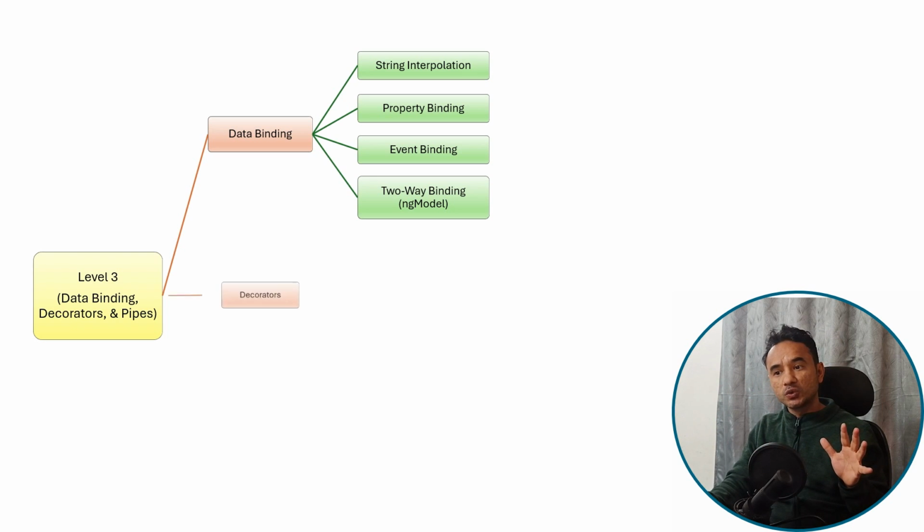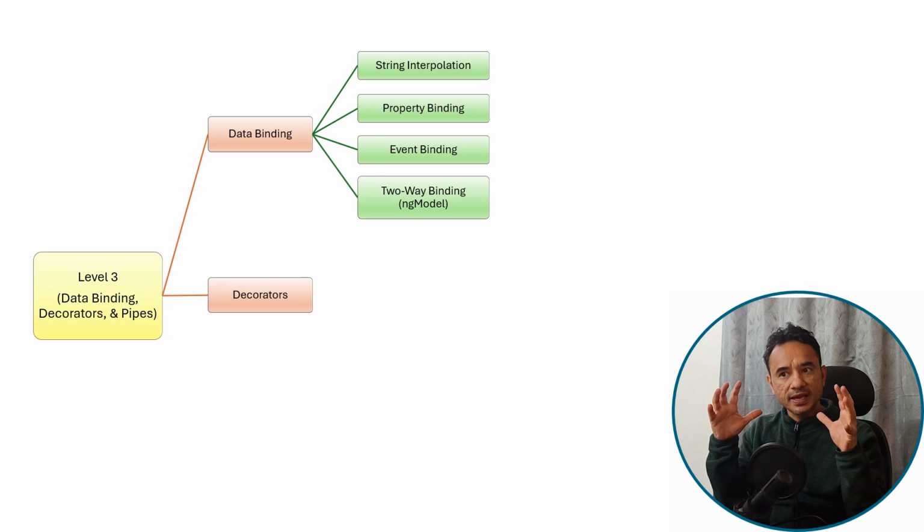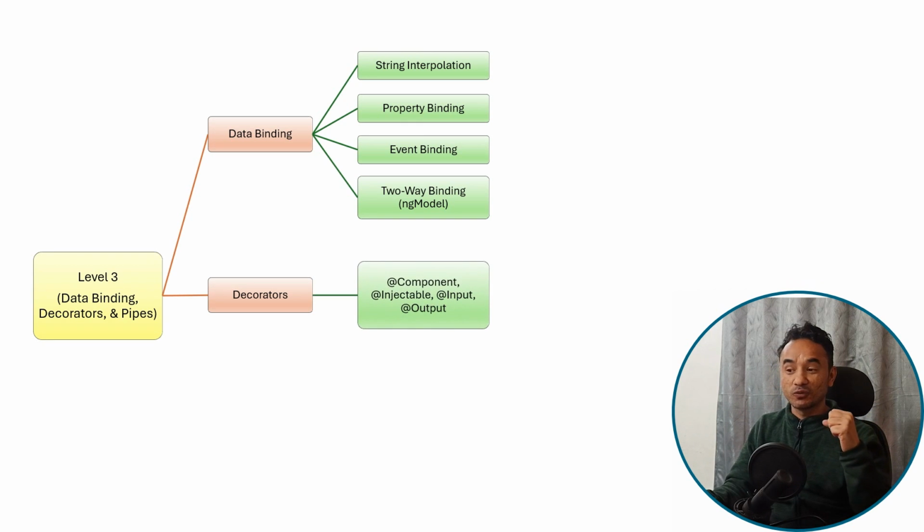Next, dive into the decorators. Think of decorators as the labels that help Angular know what file is actually what. Okay, again confusing, but yes, you have to understand this. So here explore the Component, Injectable, Input, Output, the main decorators, and they are used too much in real projects also.